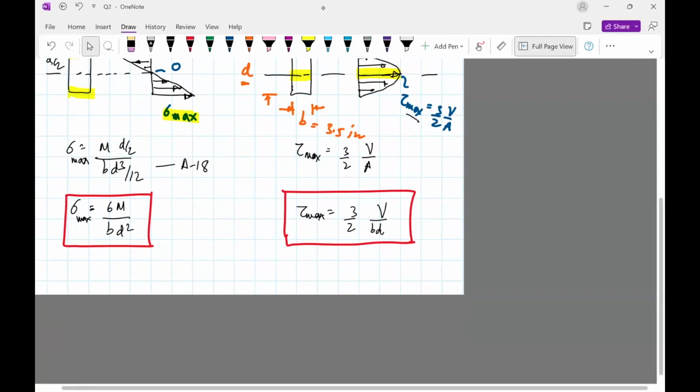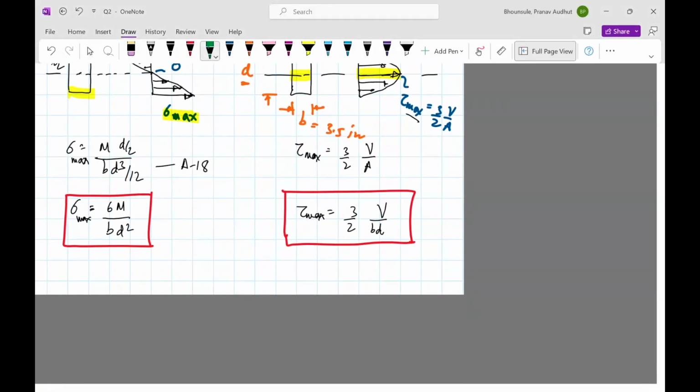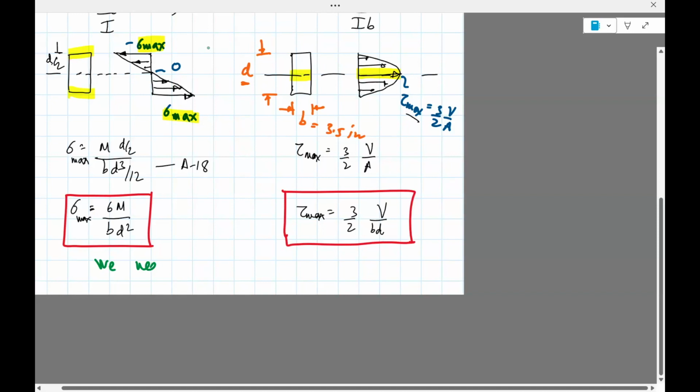Okay, so another thing to note is we also need V max and M max, right? We want to put max here because the point of failure is when the stresses are maximum, which means that the moments and the shear force are maximum. So in order to do that, we need to find the locations for V max and M max, which means that we need to draw a shear force bending moment diagram. So I will do that first.